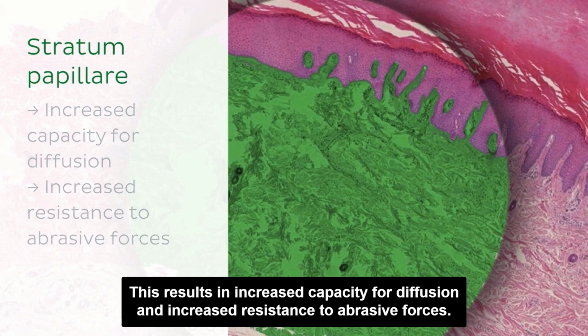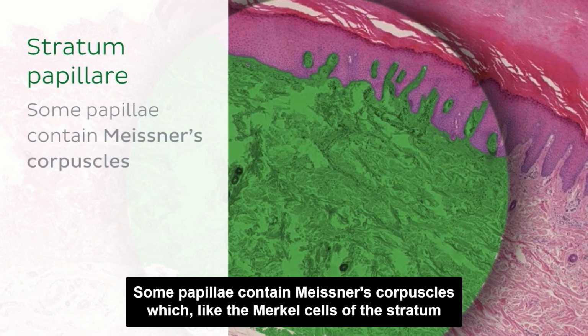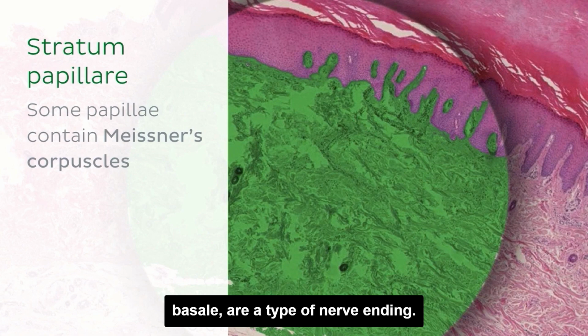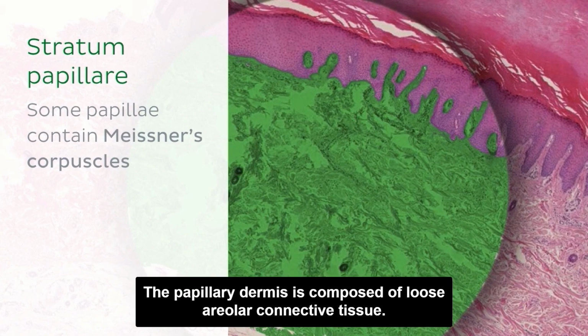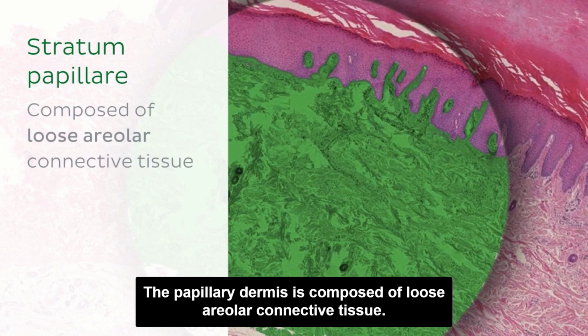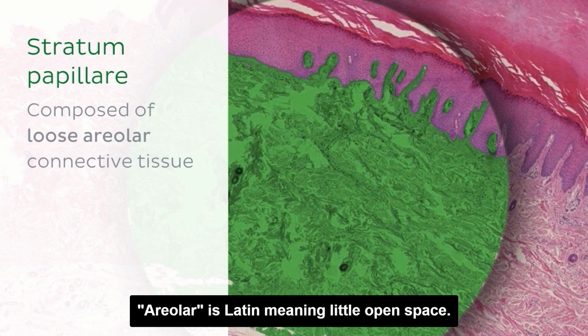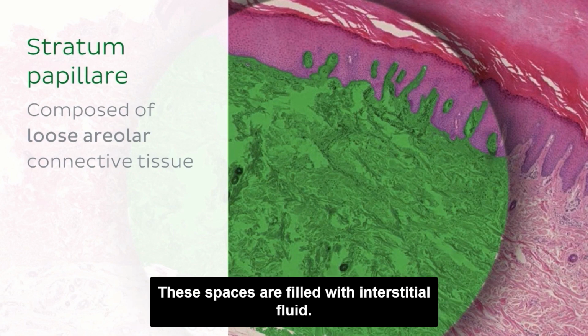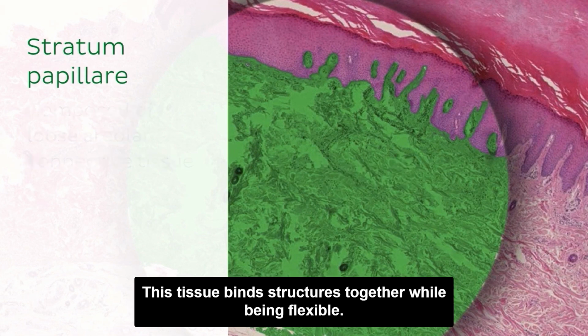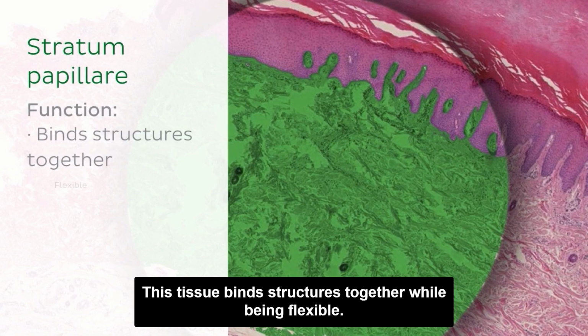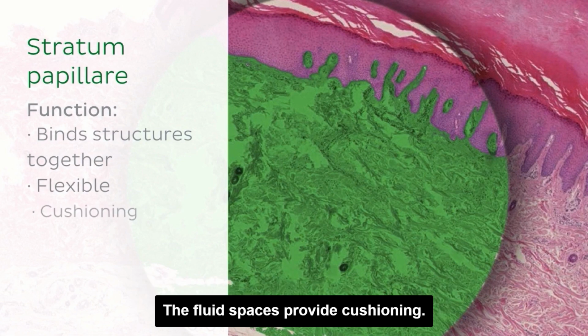Some papillae contain Meissner's corpuscles, which, like the Merkel cells of the stratum basale, are a type of nerve ending. The papillary dermis is composed of loose areolar connective tissue. This is a type of loose connective tissue which contains many open spaces. Areola is Latin, meaning little open space. These spaces are filled with interstitial fluid. This tissue binds structures together while being flexible. The fluid spaces provide cushioning.